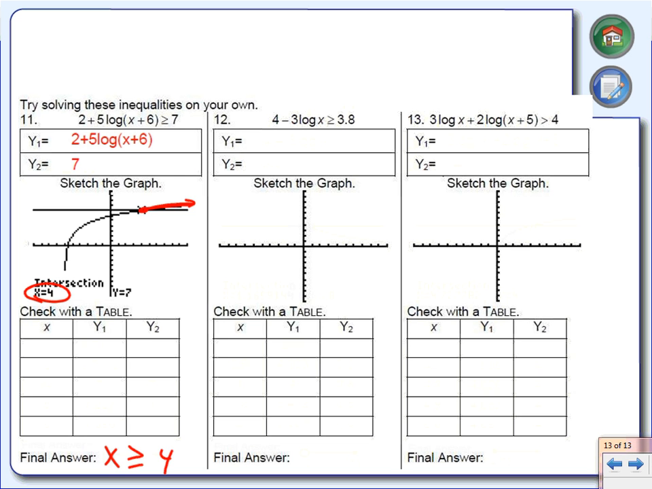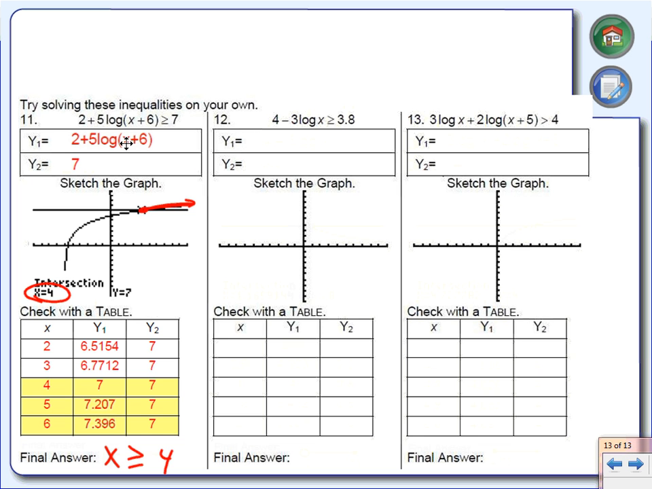Now remember, they said that we can double check this with our table. So if you look in your table, here's what we're going to see. I want you to pay special attention to the x values 4, 5, and 6. Notice how 4, 5, and 6, all of those are greater than or equal to 4. But more specifically, notice how the y values over here are either 7 or bigger, which is what it said up here in the inequality. We're looking for y values that are greater than or equal to 7. And that's where they occur.